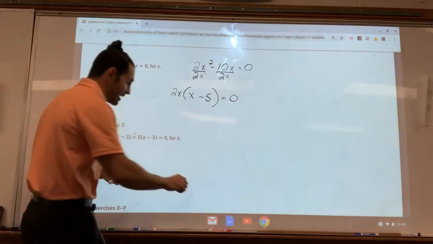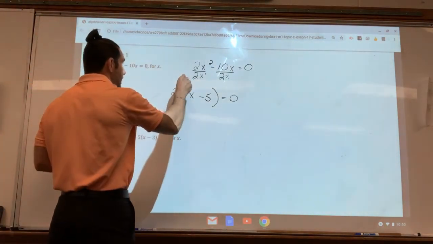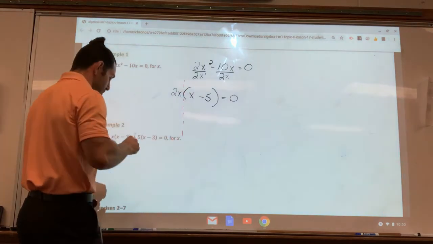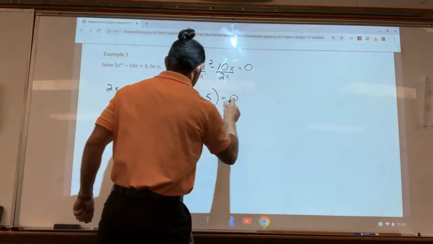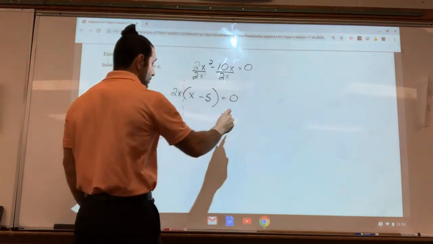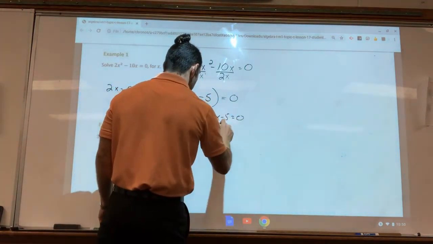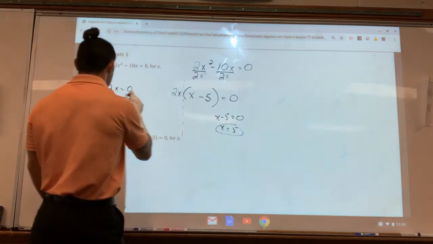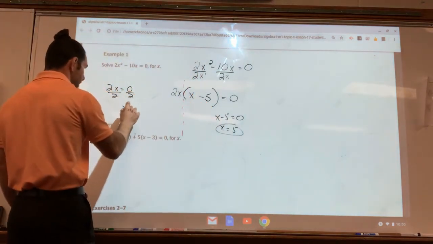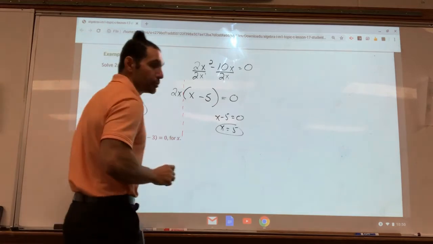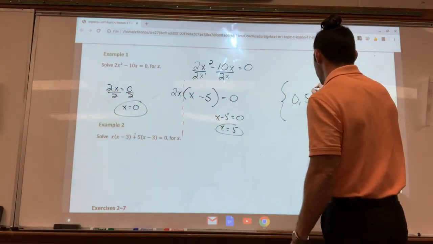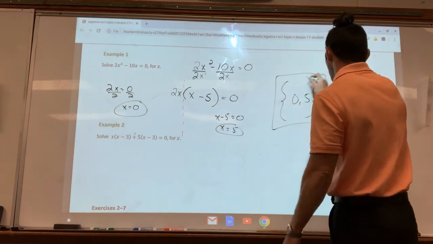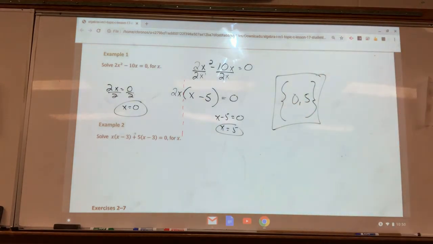The same exact way. It's 2 separate equations. So I'm going to bring this equation over. This is 2x equals 0, and this is x minus 5 equals 0. So solve it. X equals 5, divide by 2, x equals 0. So now what do I do? Well, I put it in my set notation, 0, 5. Because this is an or statement. Both of those could work.